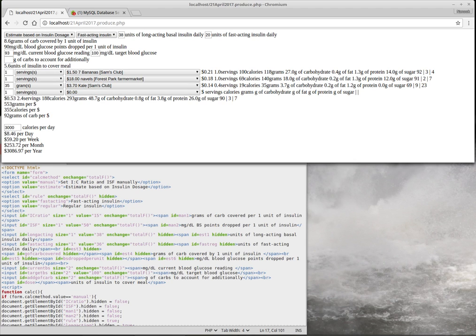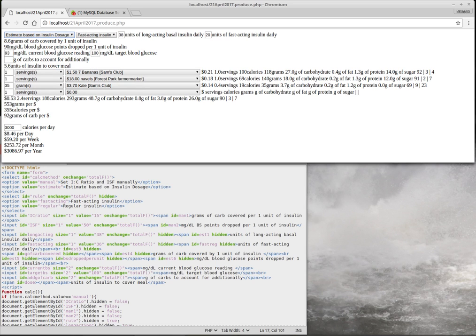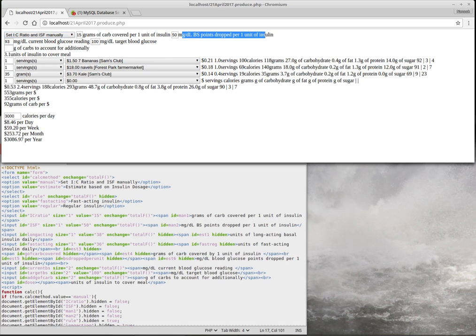And it'll tell you number of grams of carbs covered per 1 unit of insulin. Or you can set that manually. And it'll tell you how many milligrams per deciliter glucose points. Or you can set that manually.